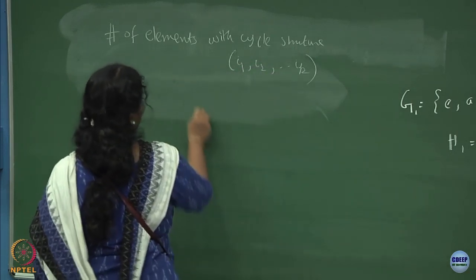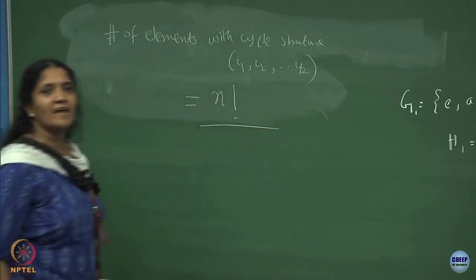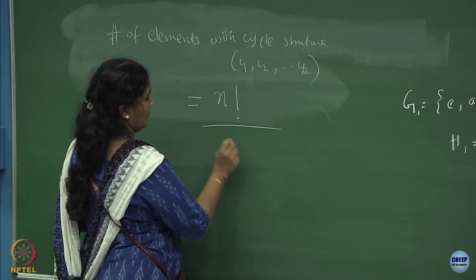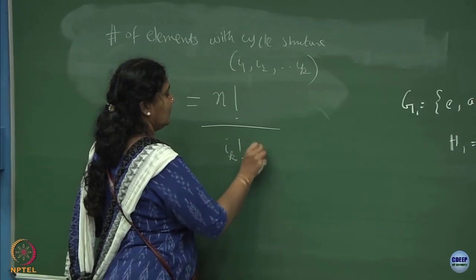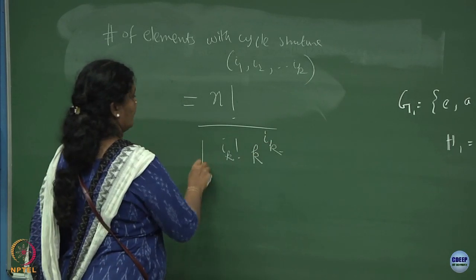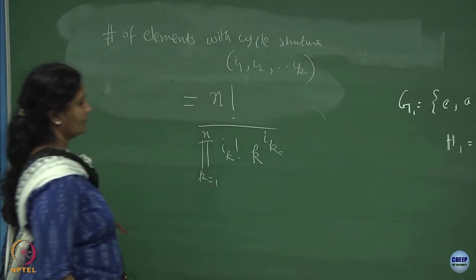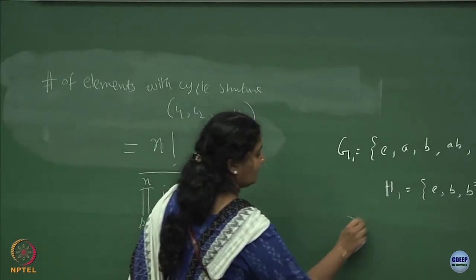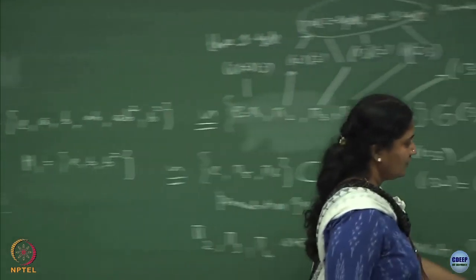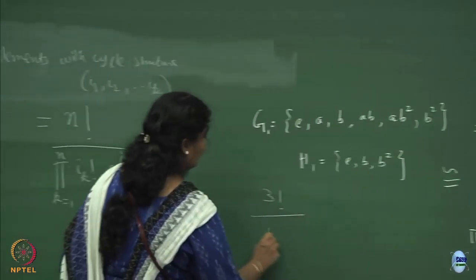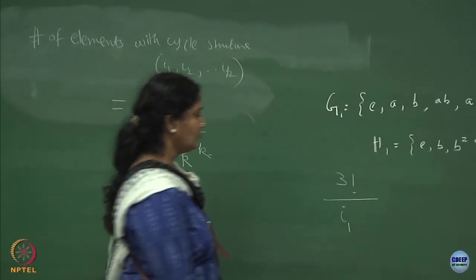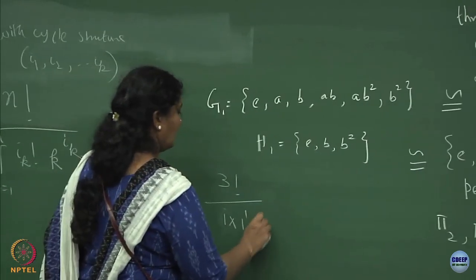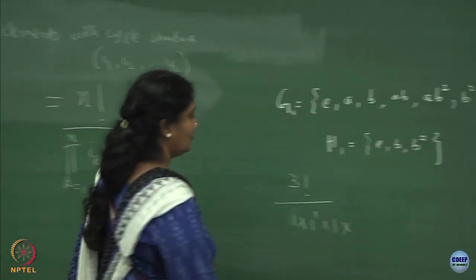So, this number is going to be for a permutation group of object n or symmetric group of degree n, it is going to be this times, it is going to be I k factorial k to the power of I k. Okay. So, let us try this out here. You will have in that case 3 factorial, because this is a degree is 3, and then you have I1 is 1, right? It is 1 times 1 to the power of 1, and then I2 is also 1 times 2 to the power of 1.